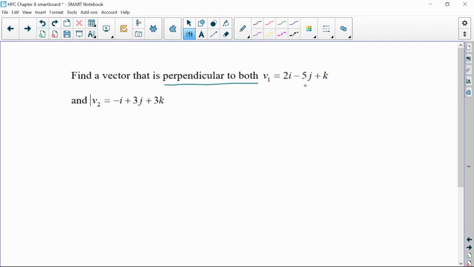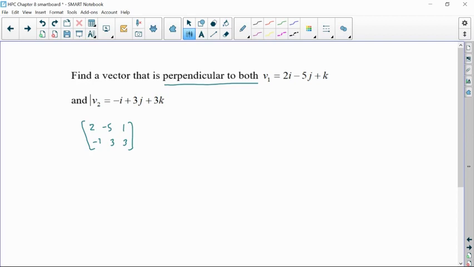Otherwise, what I'm going to do is I'm going to put this into a 2x3 matrix. And again, it doesn't matter the order. So 2, negative 5, 1. And then negative 1, 3, 3. So there's that first, so it's 2, negative 5, 1. Negative 1, 3, 3. Excellent.